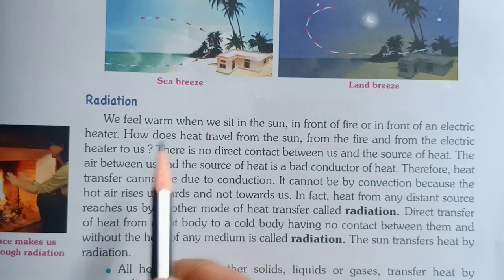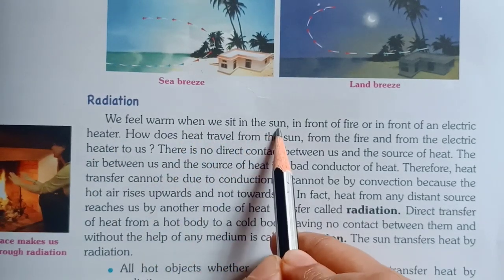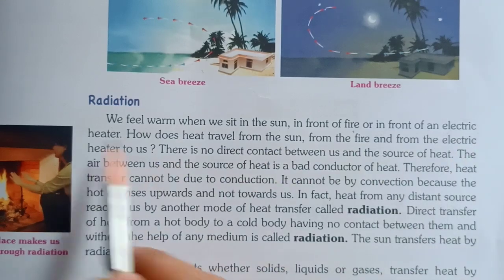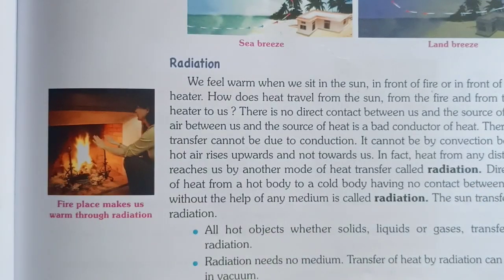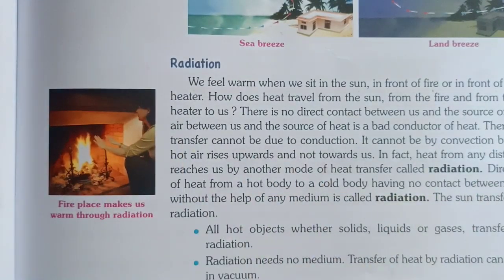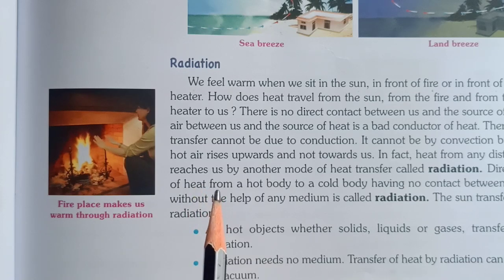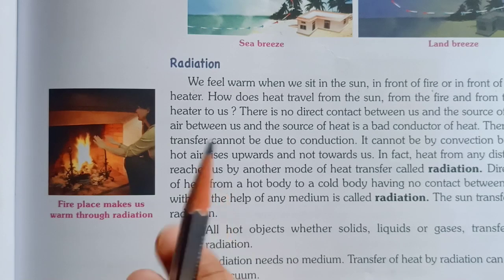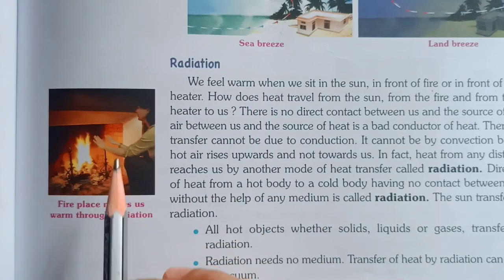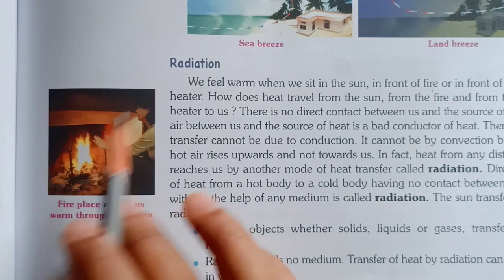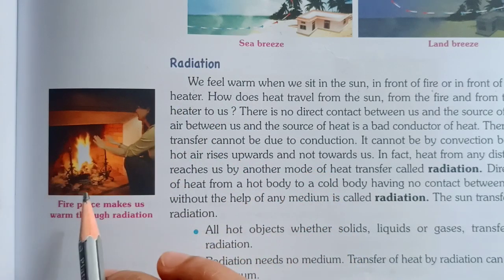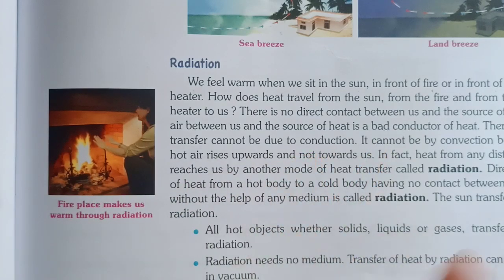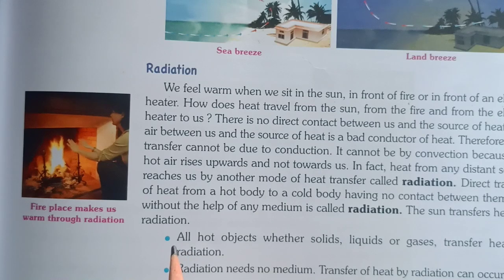Now radiation. We feel warm when we sit in the sun, in front of a fire, or in front of an electric heater. As you can see, this is a fireplace. The heat is conveyed from this place to here. Is the process convection? Yes, that is also possible, because the air near this flame gets heated up, and the hot air can also convey heat. Conduction, no. Conduction is not possible, because if we directly put our hand into that fire, our hand will get burned. So yes, convection is one of the processes, but air is a poor conductor of heat.